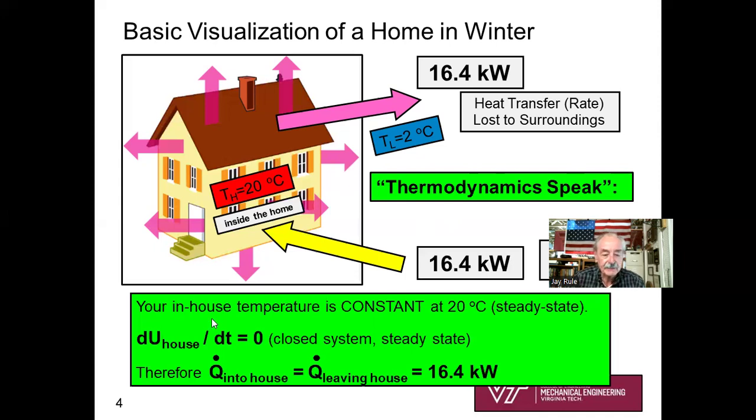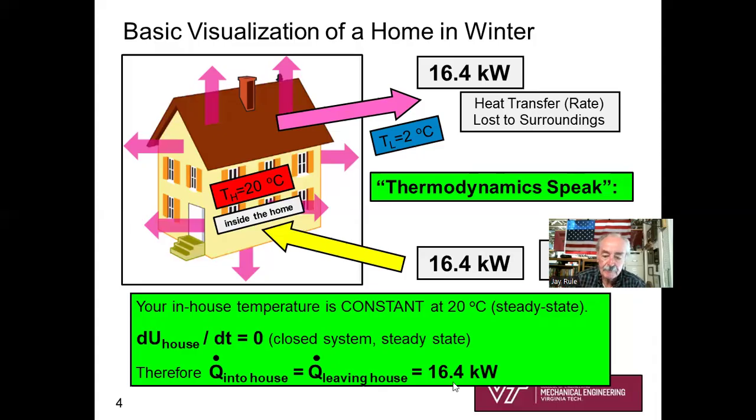Here's what I suggest. We'd say your in-house temperature is a constant value at 20 degrees C. In other words, your house is at steady state. Think about what you know about the first law already, conservation of energy. It says dU of the house/dt, the rate at which the house internal energy is changing, is 0. That mathematical expression says I've got a closed system, my house, and it's at steady state. That's a neat technical way to talk about Common Sense 101.